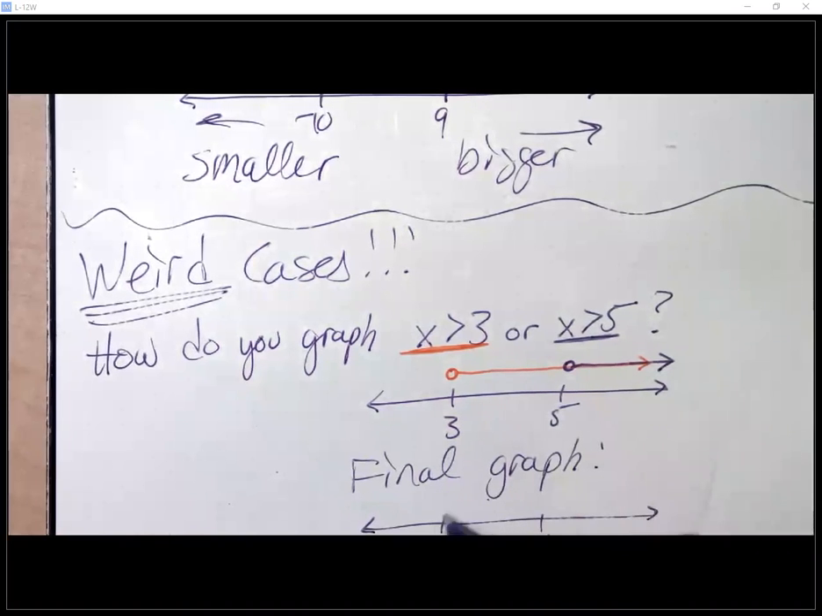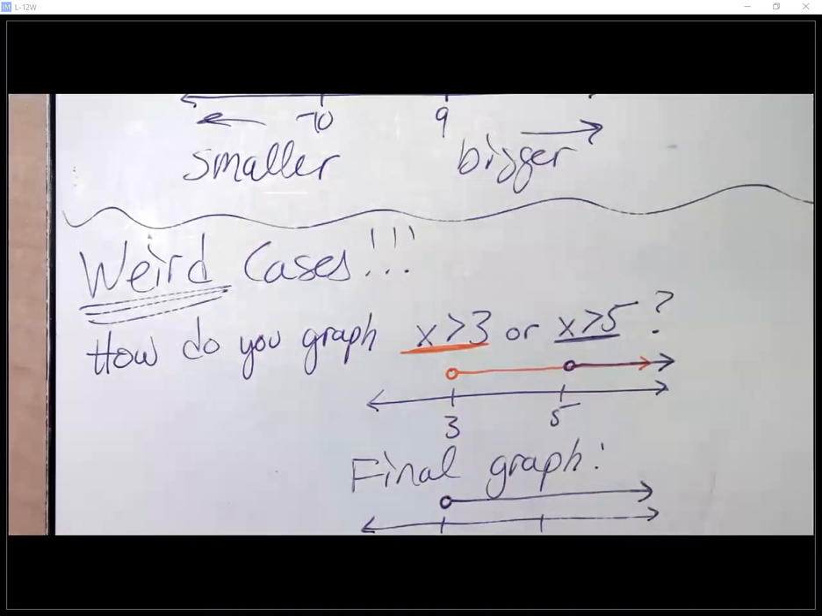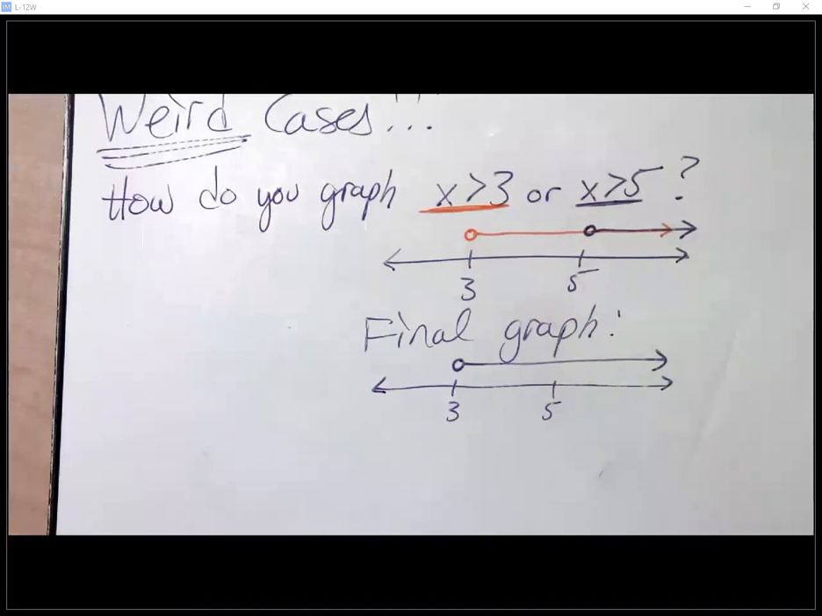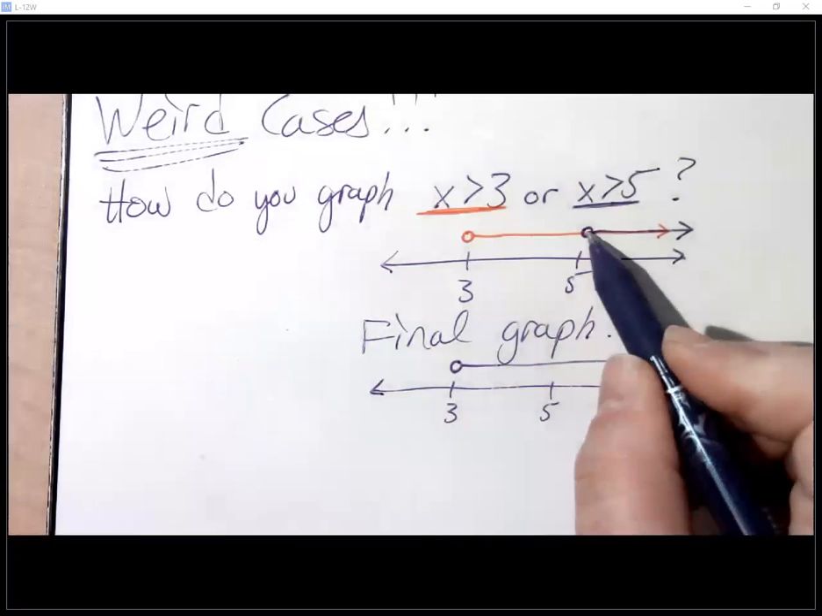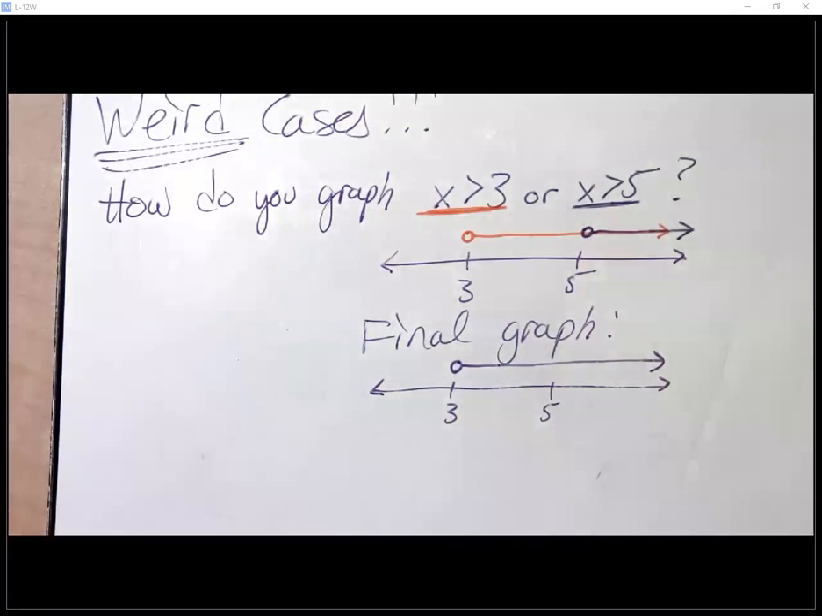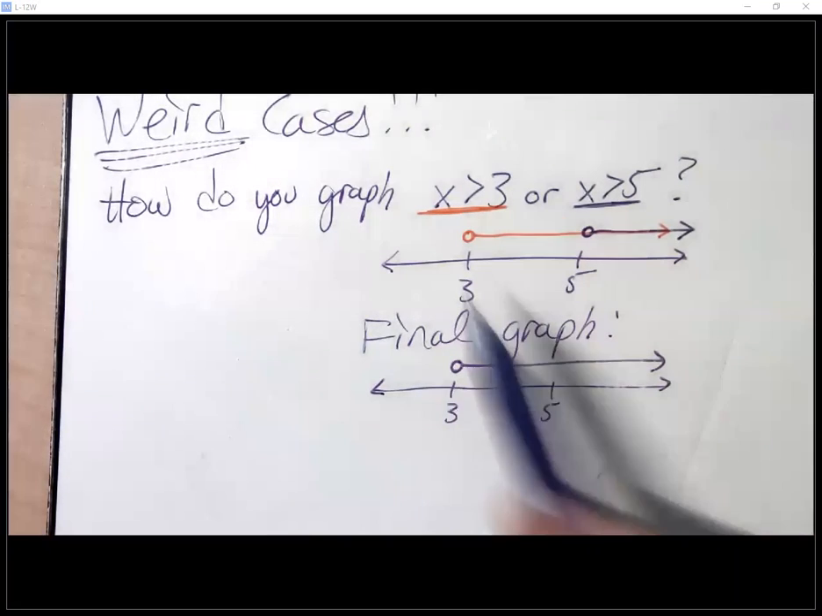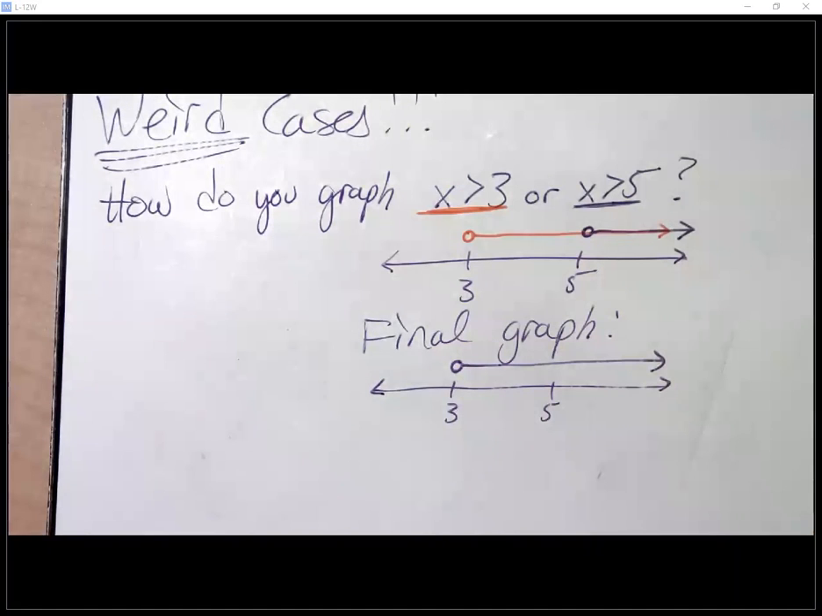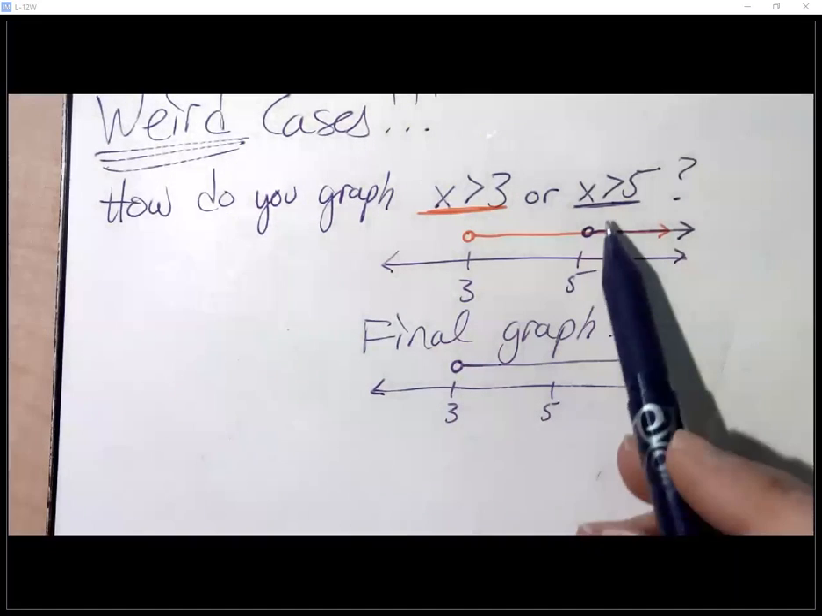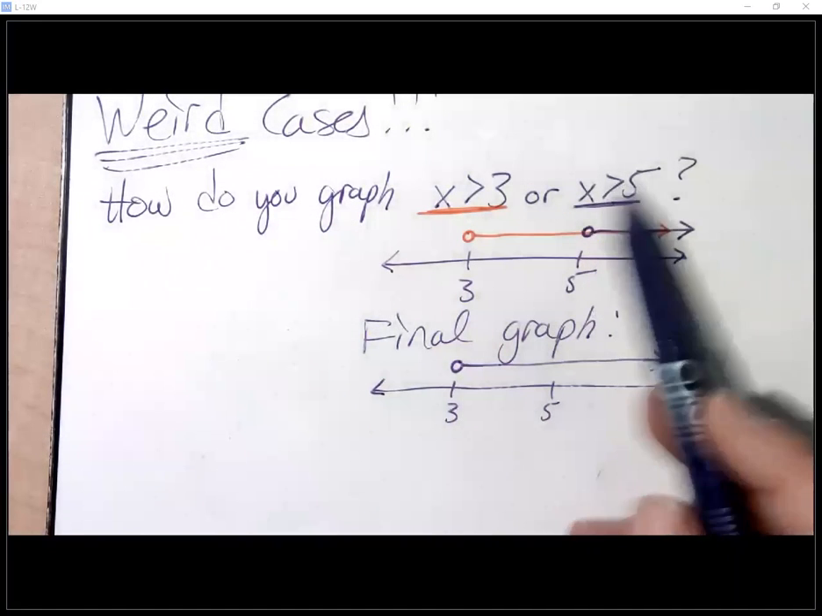I still have an open dot at 3, and then it just goes on forever. I basically just smoosh the two graphs together. Now, what about this? There was an open circle at 5, right? But if I say, hey, give me a number that's greater than 3, 5 does work. So it doesn't matter that it was open before because I kind of am ignoring this whole one altogether anyway.